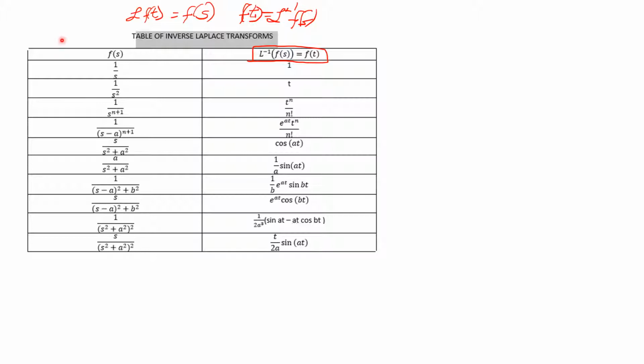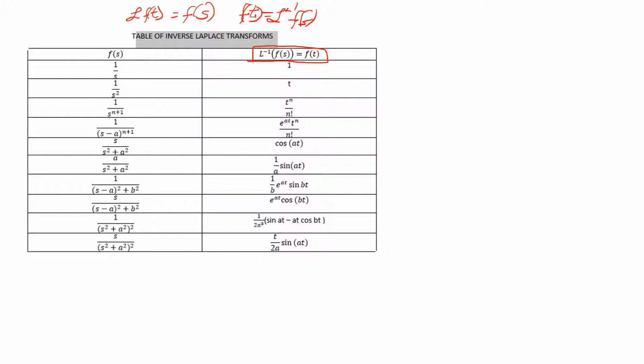So here, 1 over s, the inverse is 1. 1 over s squared, the inverse is t. 1 over s to the n plus 1, the inverse is t to the n over n factorial. 1 over s minus a to the n plus 1: now you just introduce e to the at. This is similar here, t to the n over n factorial. s over s squared plus a squared, the inverse is cosine at.